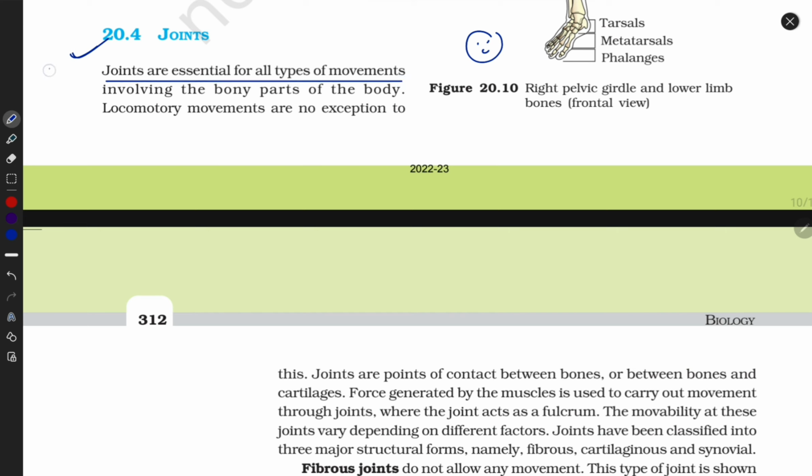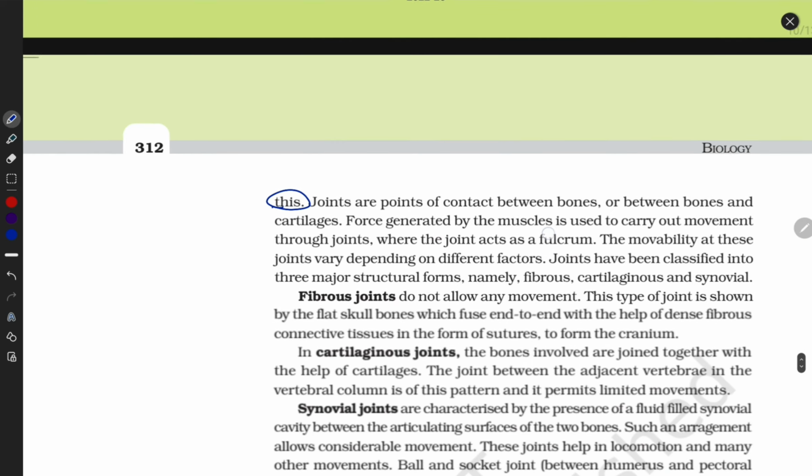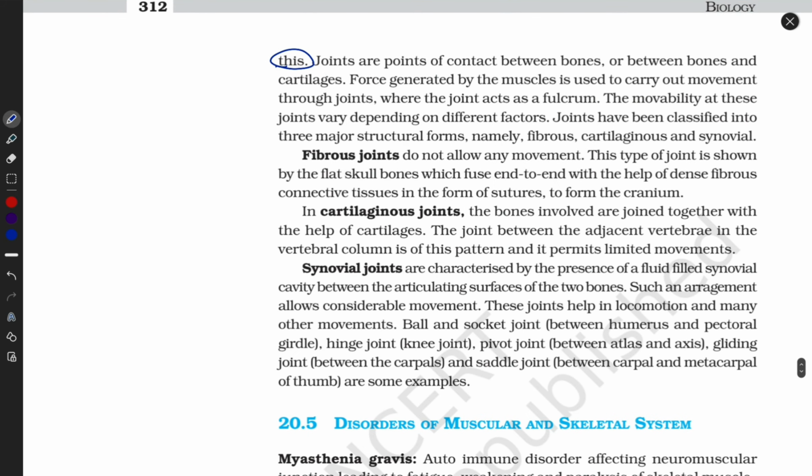Of course, this is one bone and this is another bone. There is a joint present for movement, for locomotion, for style, involving the bony part of the body. Of course, they are present between the bones. Locomotory movements are no exception to this. All bones have joints. Now let's move further.